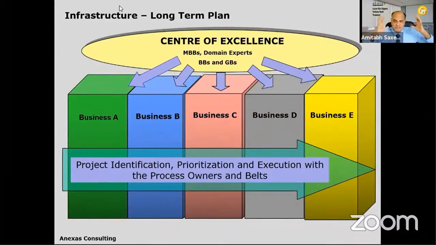So when you are implementing Lean and Six Sigma, you choose projects. What is the definition of a project? A project has a starting point and an end point. It doesn't exist after some time. It is a one-time activity. So what you do is convert the improvement opportunities, whatever you want to improve in your organization, into a project.